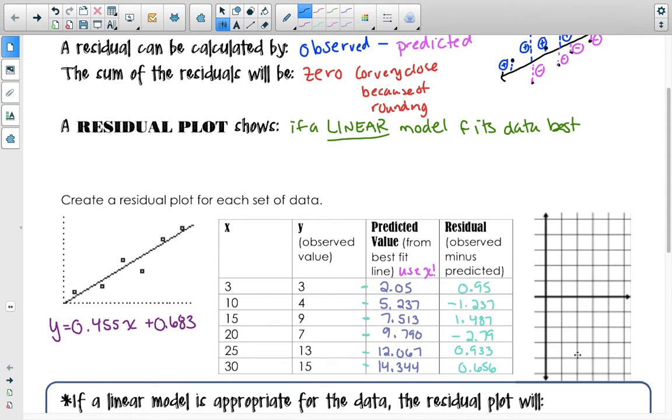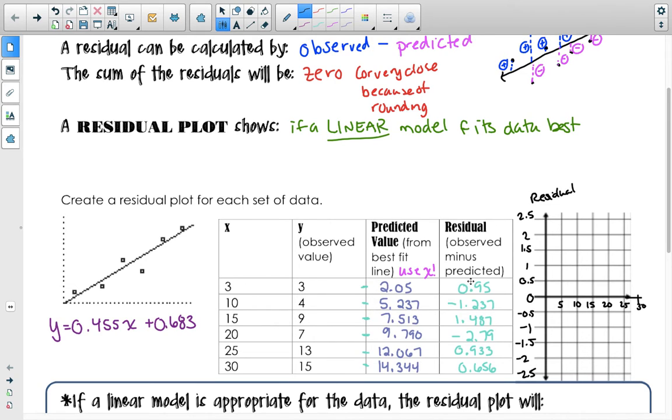So if we make our data points at 5, 10, 15, 20, 25, and I'll do another one at 30, because those are our x values. But now our residuals are going to be the y values. So I'm going to count, so this is going to be 0. I'm going to count by halves: a half, 1, 1.5, 2, 2.5. These are the residuals. And so I'm going to go down to negative half, negative 1, negative 1.5, negative 2, and negative 2.5.